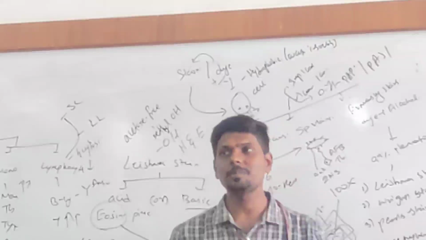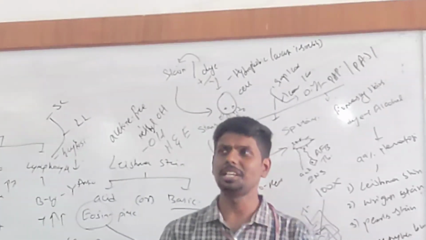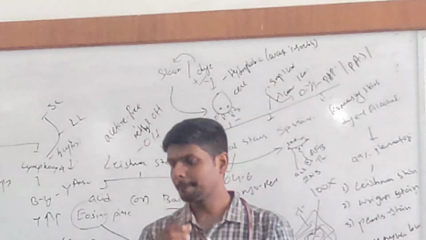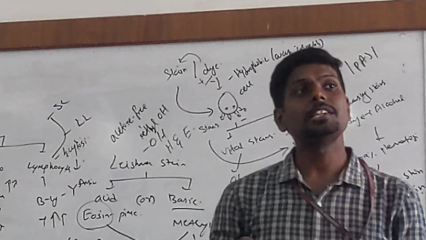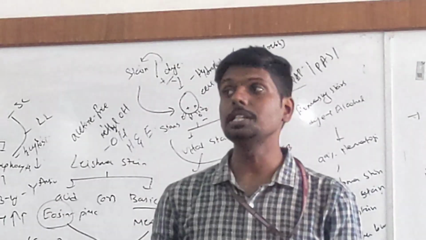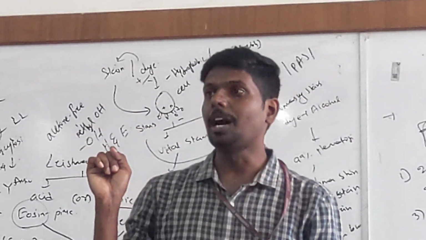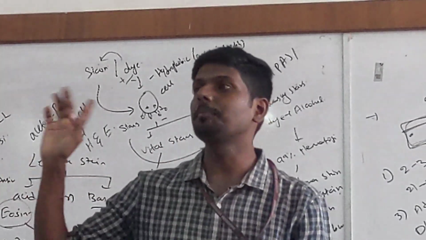Any more doubts in this test, by the way? Yes? You are still having some confusion. What is the most commonly used stain, by the way? Wright stain, then Leishman stain. Okay. What is the principle behind staining? The acidic dye will bind to the basic part and the basic dye will bind to the acidic part of the cell.